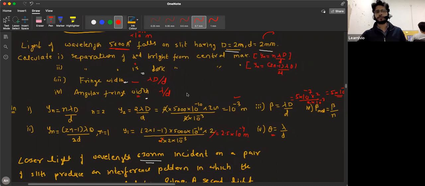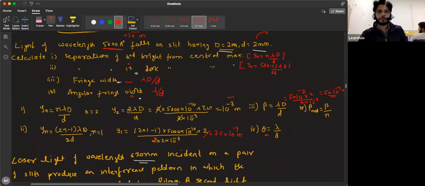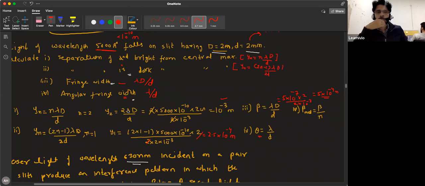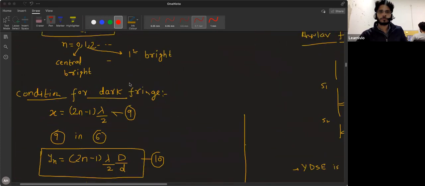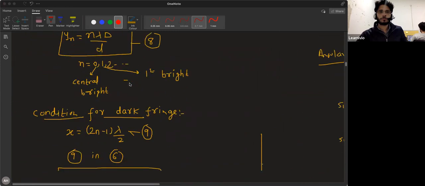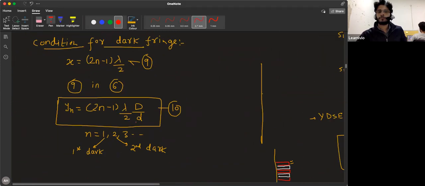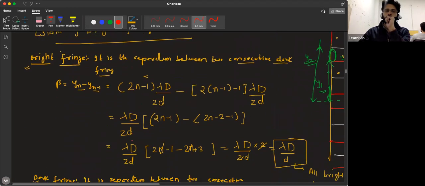Sir, please wait. Can you show the dark fringe once more? The theory portion? Yes, sir. Which is the dark portion? Not this, the width of the bright fringe and dark fringe.